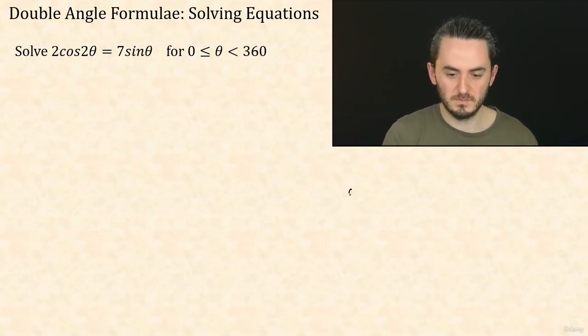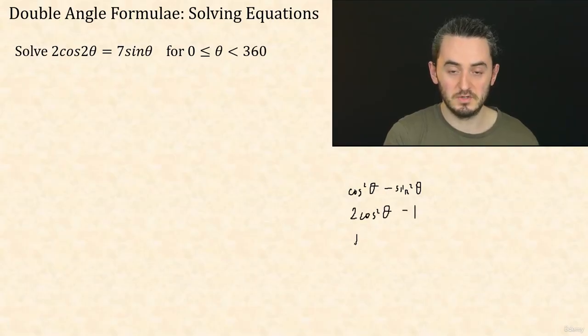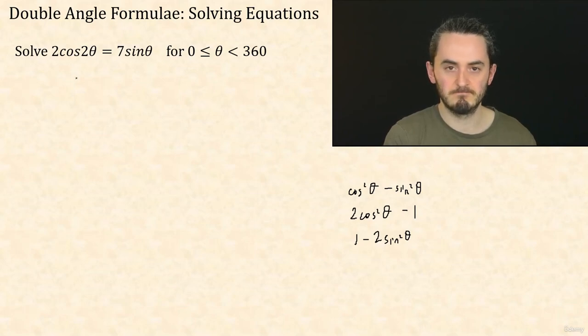It's either cos squared theta minus sine squared theta, or it's 2 cos squared theta minus 1, or it's 1 minus 2 sine squared theta. Really, it's all three of these. We just pick which is the most useful. So what do you think is the most useful one to use in this equation?